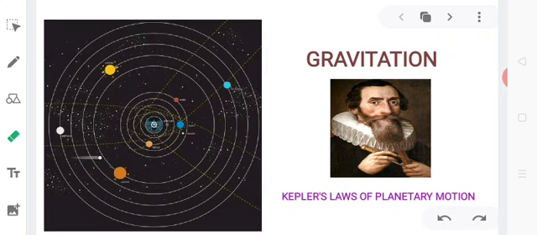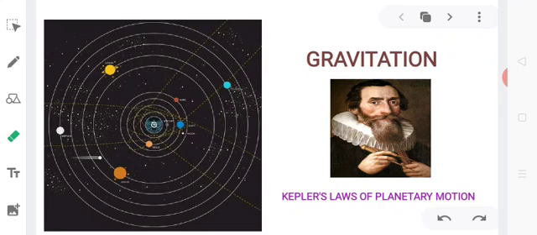In our previous class, I had told you that Sir Isaac Newton gave the universal law of gravitation, according to which every object in this universe attracts each other with a force that is directly proportional to the product of the masses and inversely proportional to the square of the distance between them. Using that, we had obtained an expression for gravitational force as F equals G m1 m2 by r square.